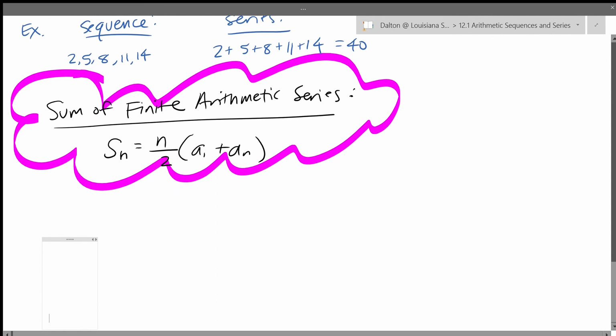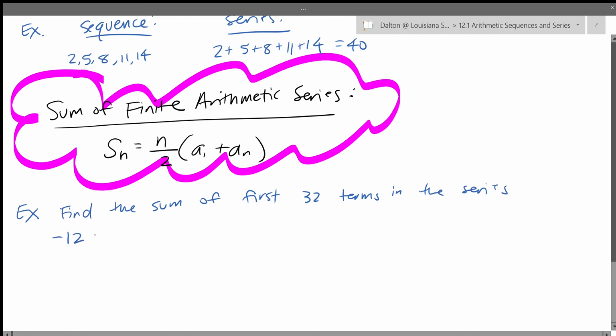So let's do our last example. I want you to find the sum of the first 32 terms in the series.